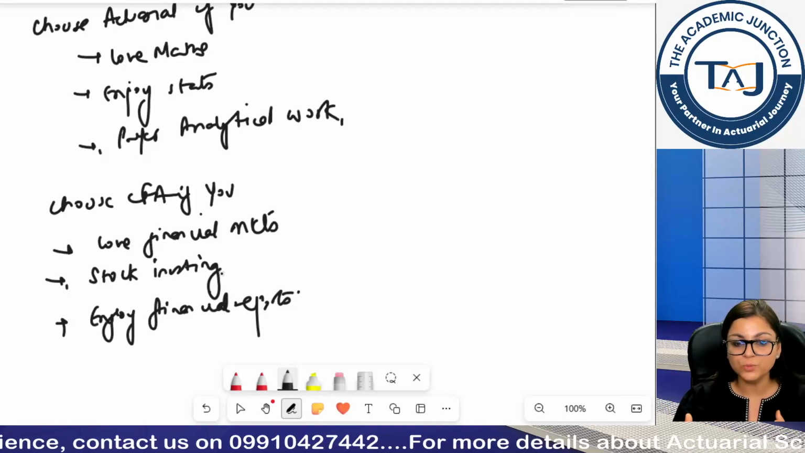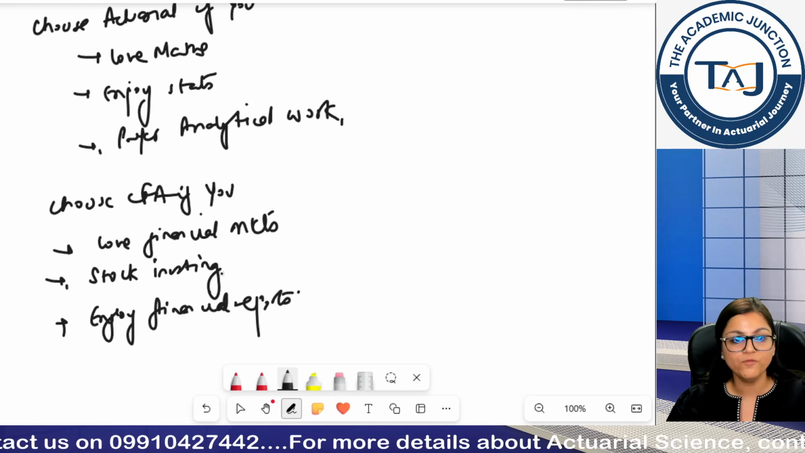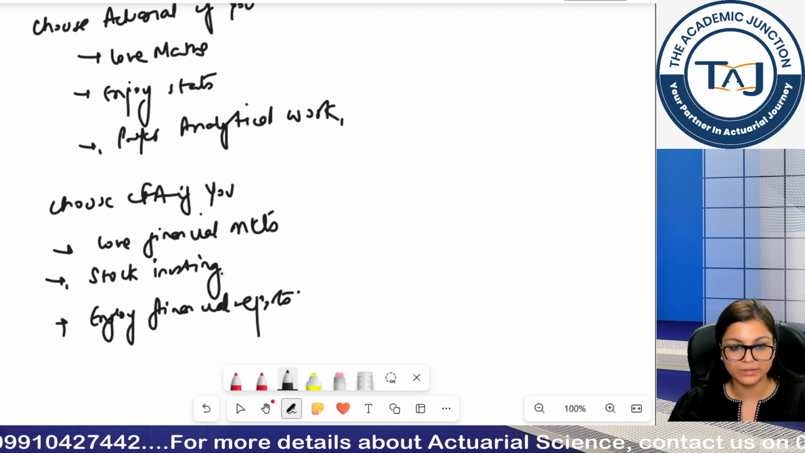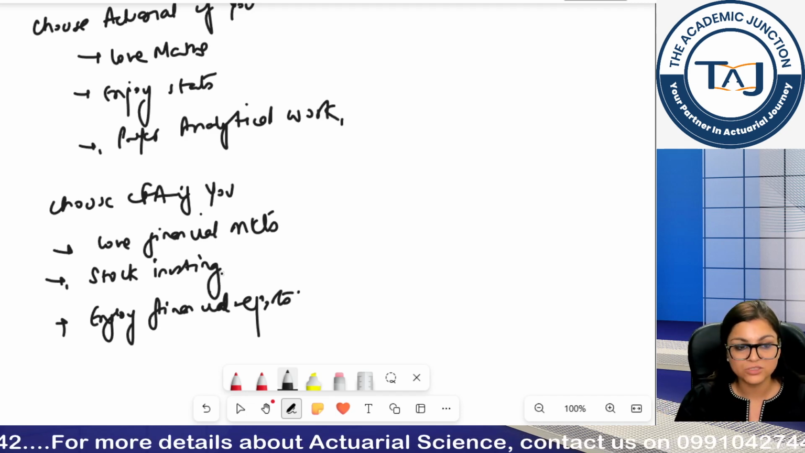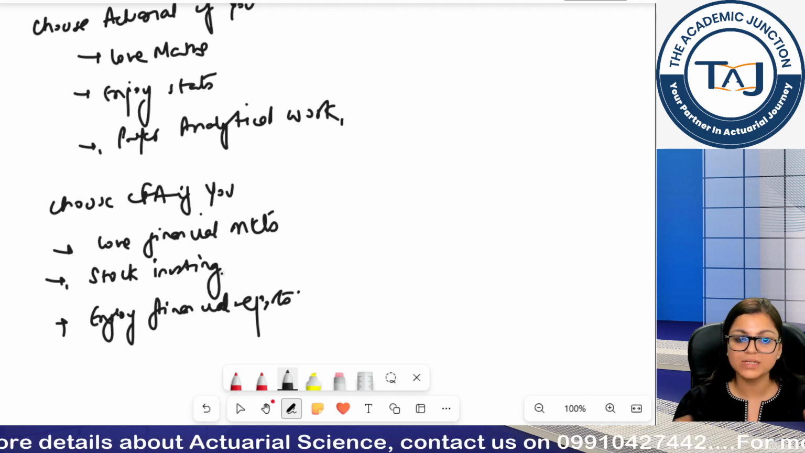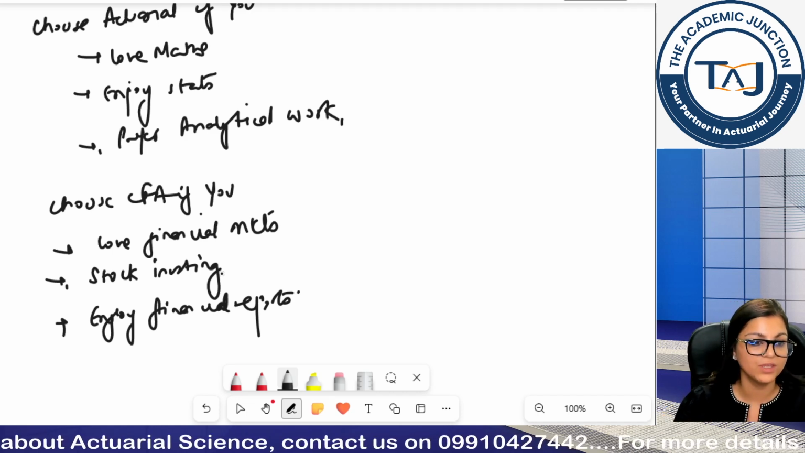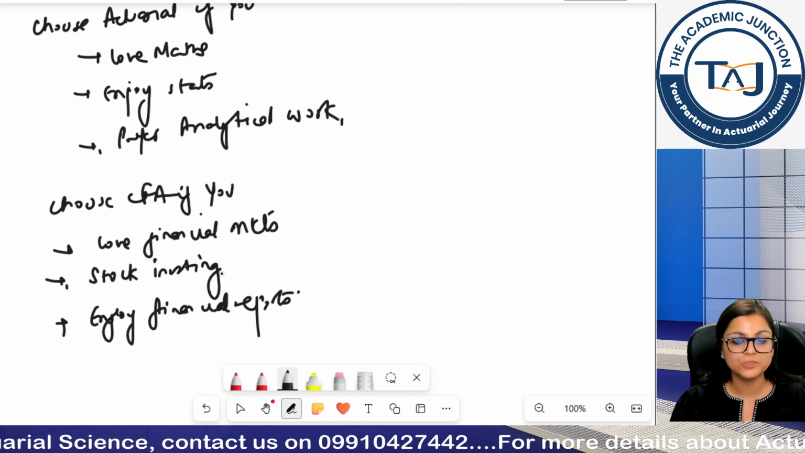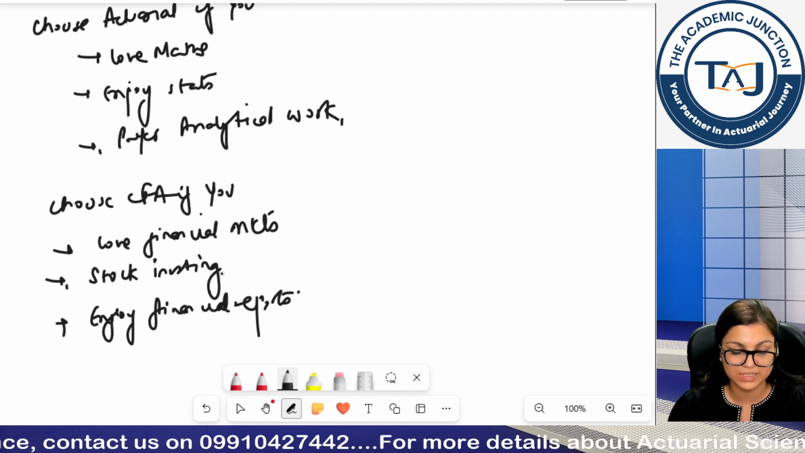If you are confused between actuarial science and CFA, you should go for actuarial if you love mathematics, enjoy statistics, and prefer analytical work. But you can choose CFA if you love financial maths, like stock investing, and like reading financial reports. Nowadays students are doing both: they are going for CFA as well as actuarial exams. That is also a good option, because it prepares you for both math intensive and finance intensive subjects.